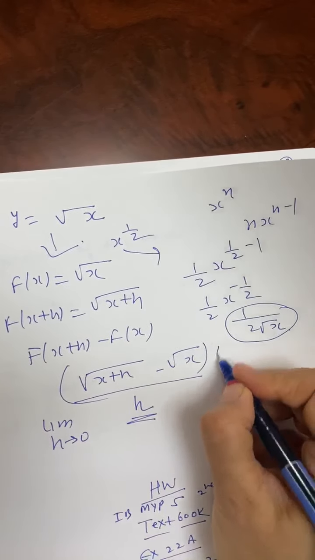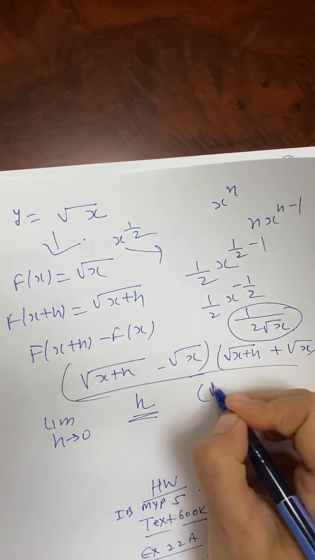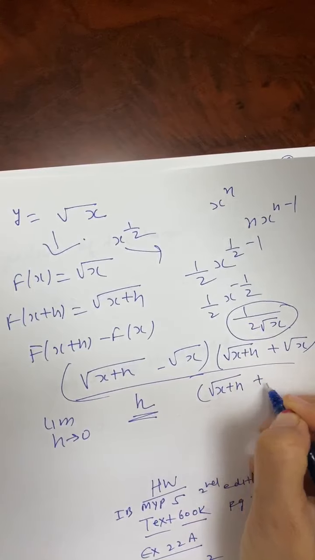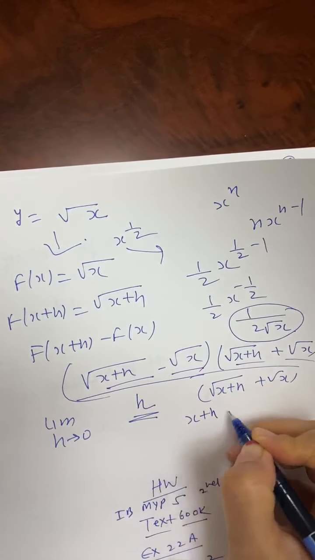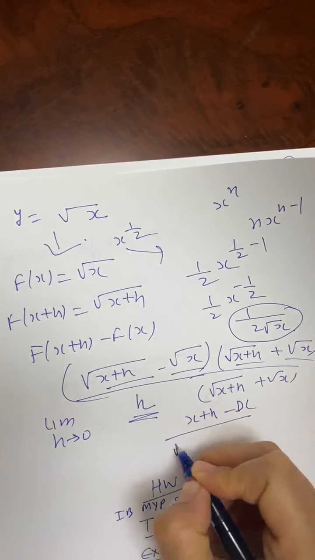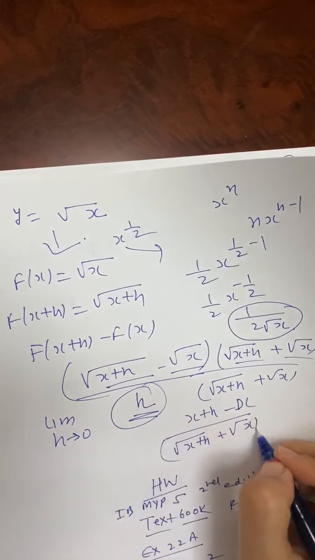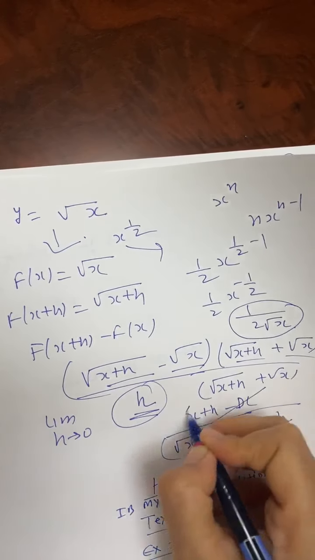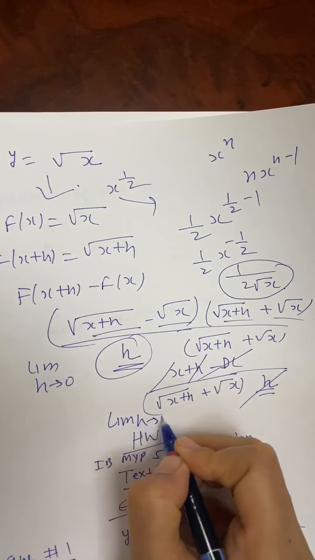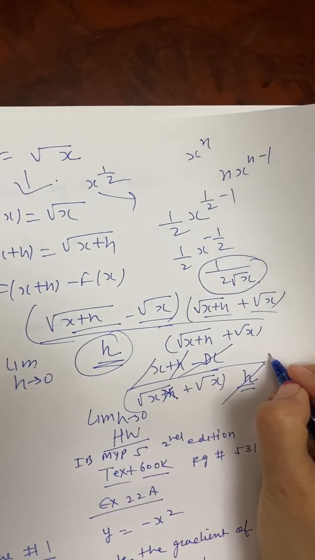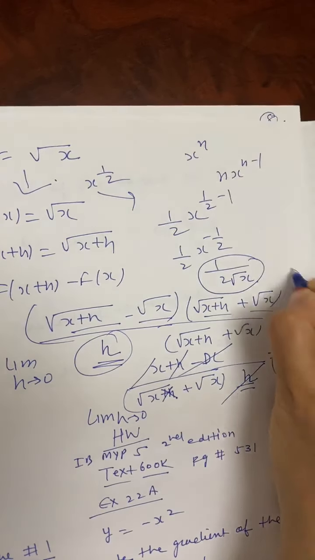So what we need to do is rationalize it. I'm going to multiply by the conjugate, plus square root of x. Here, this is a minus b, a plus b, so this is a squared minus b squared. And then you have this, divided by h. I'm writing it here. This gets cancelled, and now this gets cancelled. When you have limit h approaches 0, this is cancelled. So you get 1 over 2 square root of x, which is the same as this one.